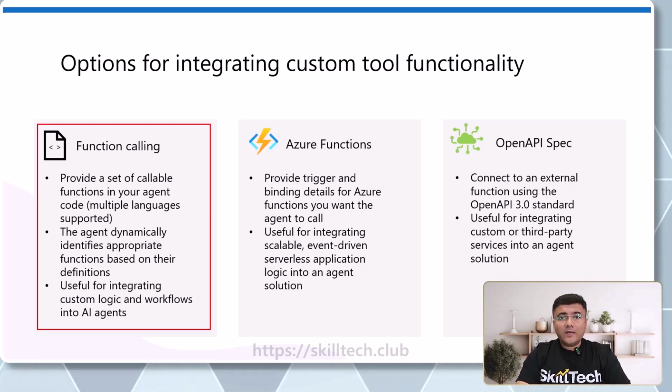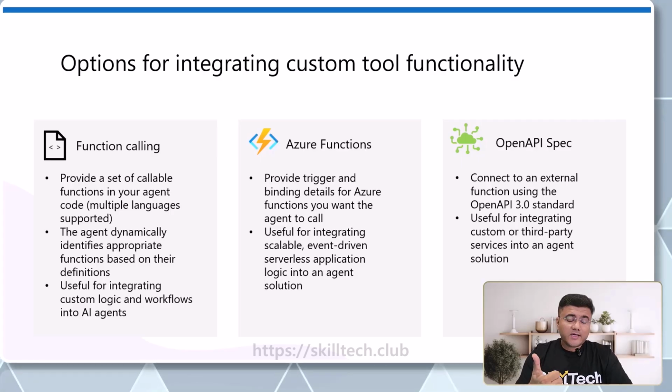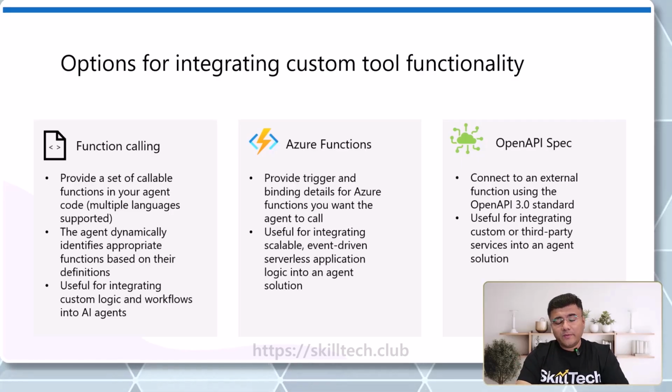I hope your lab environment is ready. I hope you have installed these four things. First one is Visual Studio Code. Second one is Azure CLI. Third one is Python. And fourth one is Git Desktop. If you have installed these four things, then you will be able to do this particular lab with me.